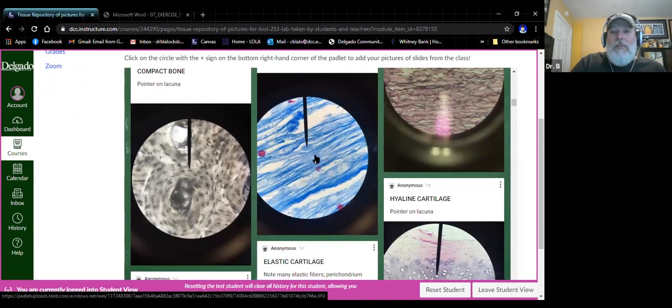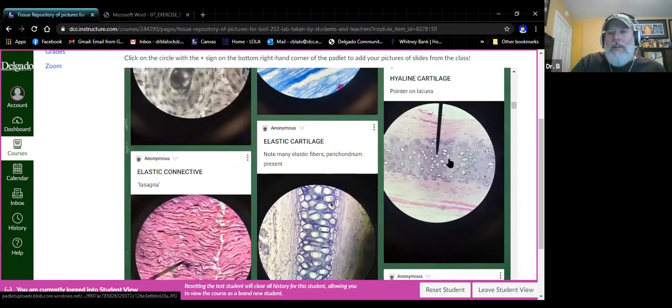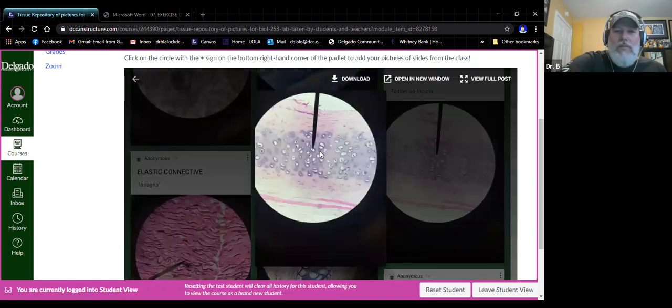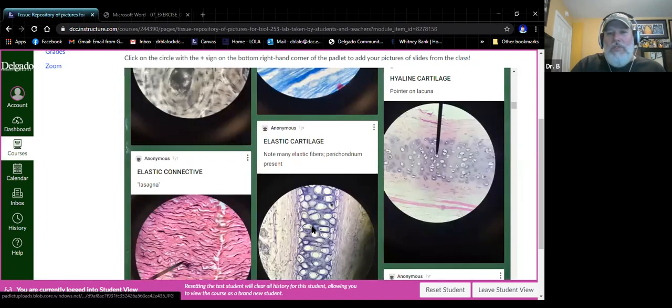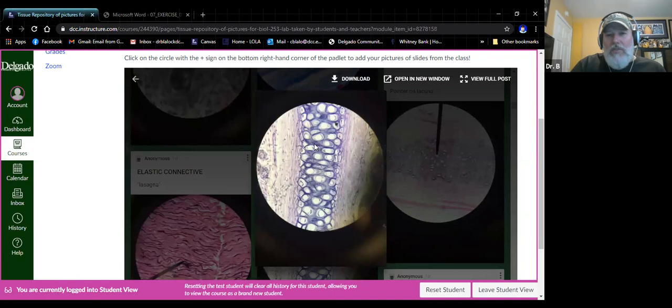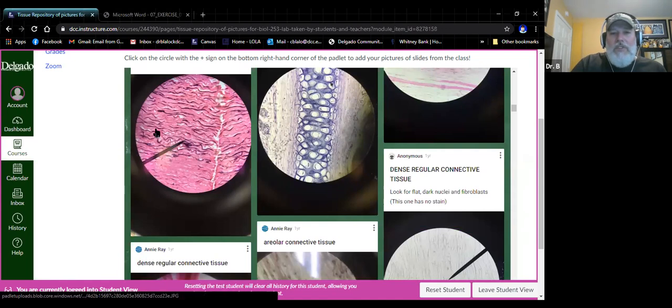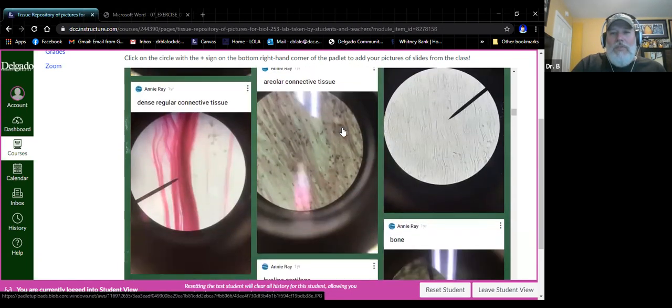This is a great example of fibrocartilage here. This is a great example of compact bone. Hyaline cartilage. Again, how can we tell this is hyaline cartilage versus elastic cartilage? Well, notice with this hyaline cartilage, we don't see any fibers between those chondrocytes, right? We see a nice, smooth extracellular matrix as opposed to elastic cartilage, where we see those dark elastic fibers between those chondrocytes. So that tells me this is elastic cartilage. Here's another elastic connective tissue. Again, easy to see those elastic fibers.